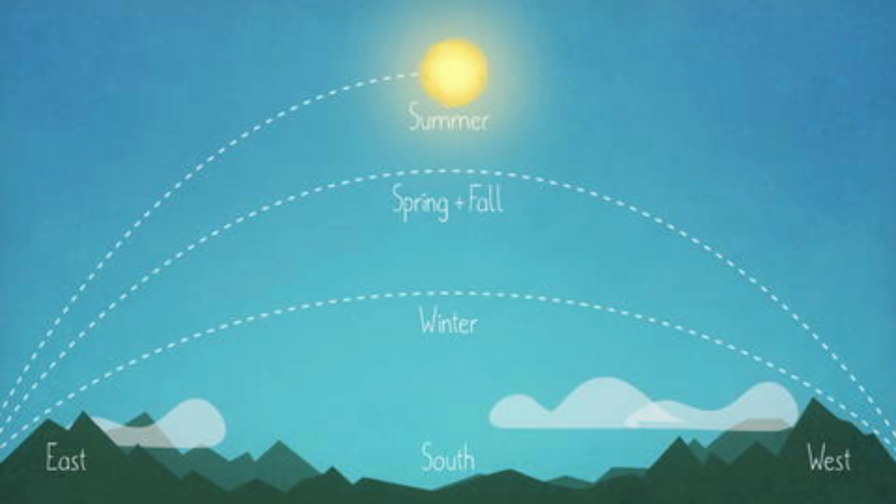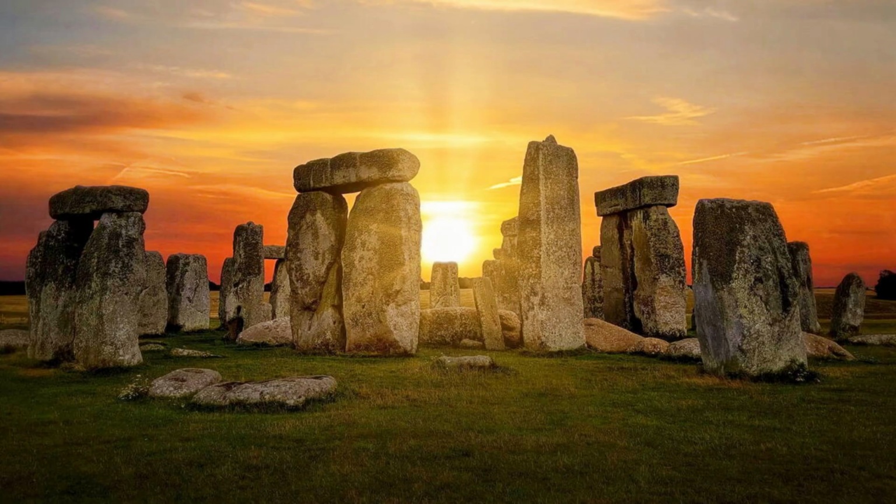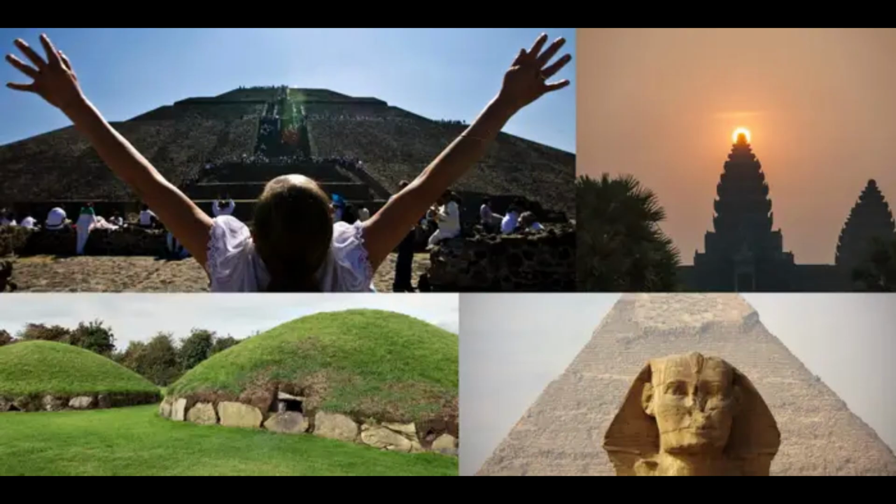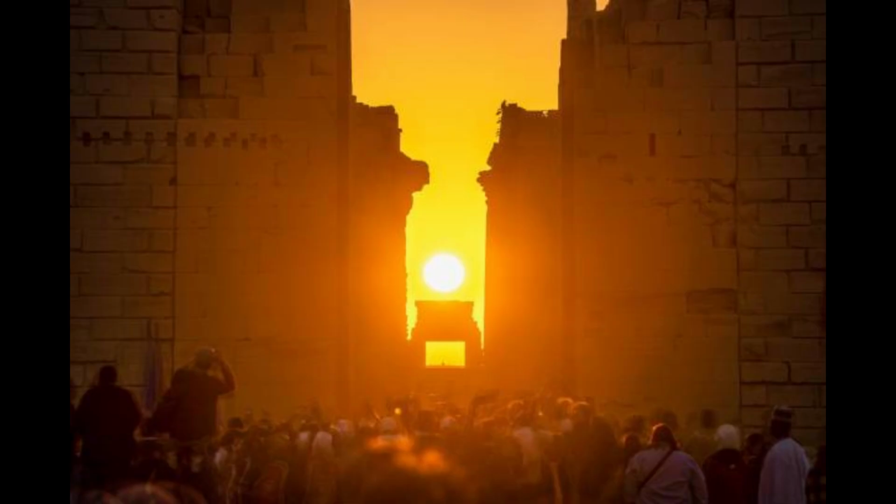One of the ways this problem was tackled was by observing the position of the sun and how its position shifts in the sky throughout the seasons. There is considerable archaeological evidence that this was undertaken independently by numerous cultures worldwide in prehistoric times.